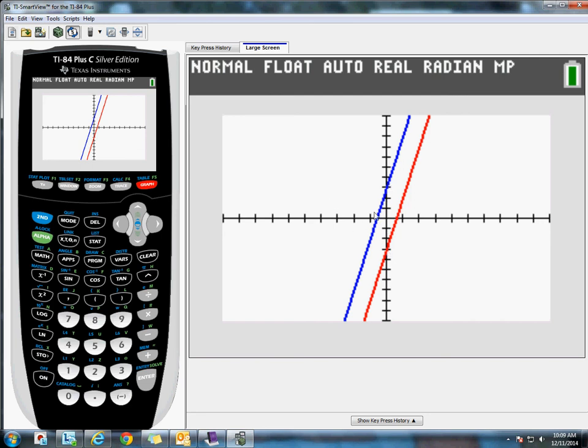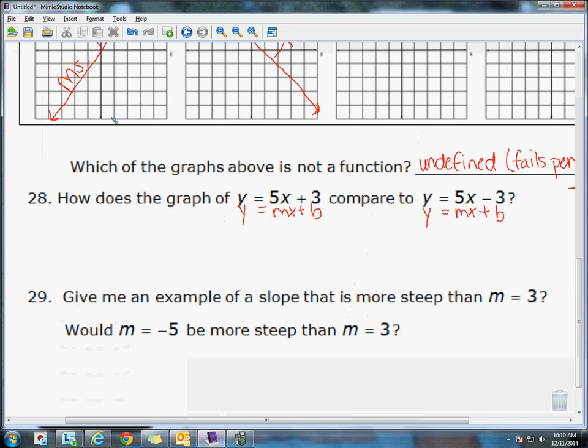So it says, what happens to the graph? How is the graph changing? Well, from the blue to the red line, if you look at the direction, it's going down. So it shifts down, and you can do your little bunny hops and count how many units it went down. So you went from a positive 3 to a negative 3. So you went down 1, 2, 3, 4, 5, 6 units. So here we'll write, how does a graph of y equals 5x plus 3 compare to y equals 5x minus 3? Okay, so we can say y equals 5x minus 3 is 6 units below y equals 5x plus 3.